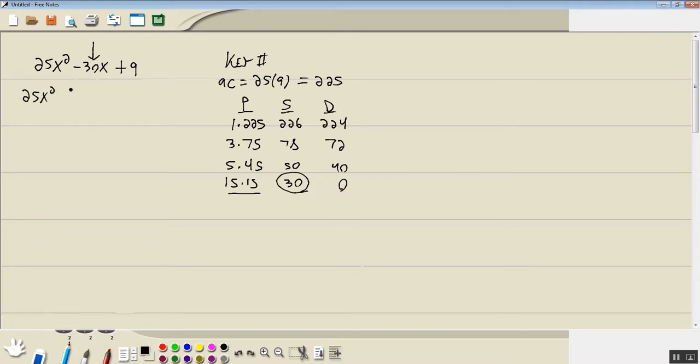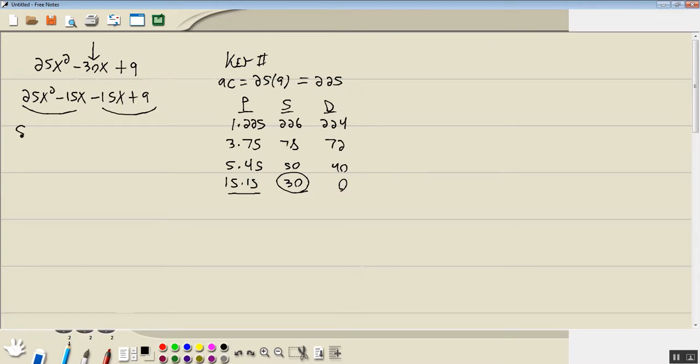Now we're going to rewrite our middle term using those two numbers. Our larger number, which are both the same, so we'll choose 15, is going to be the same sign as the middle term, which is negative. The number I circled in the S column, S for same sign, so if one of them is negative, the other one will be negative. Then I'll factor by grouping.